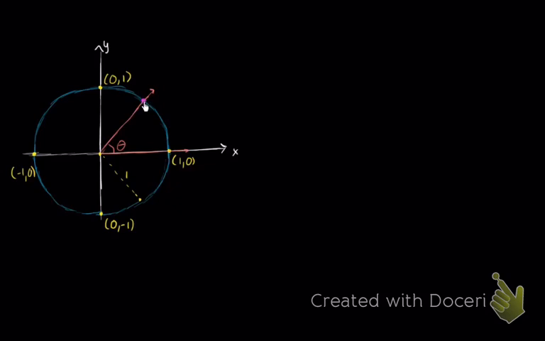So for example, the x-coordinate of this point, this value right over here, we would call cosine of theta. And the y-coordinate of that point, this value right over here, we would call sine of theta.